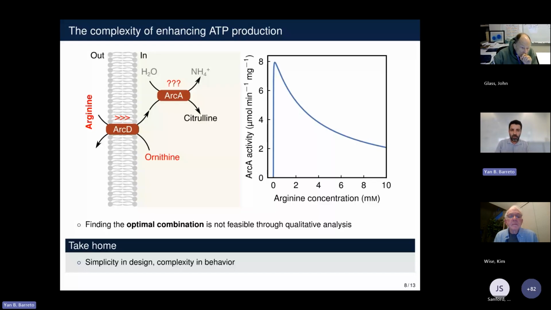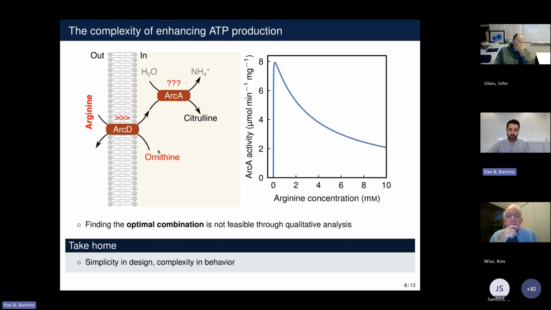So let's say that we wanted to optimize the ArcA pathway. This is a very simple pathway, so it should be easy to do that. Well, it turns out that this is actually very difficult to do. For instance, if we wanted to optimize the ATP production, we could make the uptake of arginine faster. And to do that, we could increase the substrates for ArcD, for instance, ornithine.